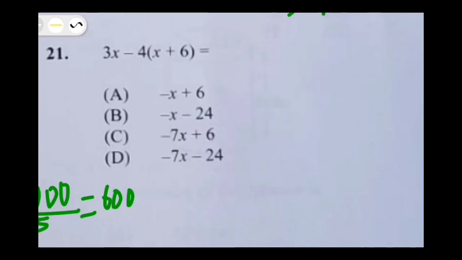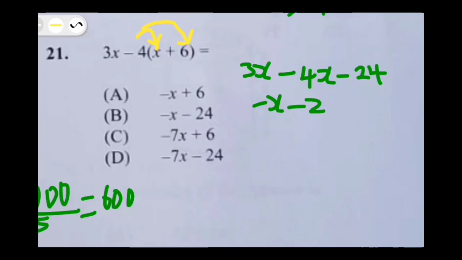So we have 3x minus, we're going to multiply 4 by x, and then we're going to multiply 4 by 6. So negative 4 multiplied by x would give us negative 4x, and then negative 4 multiplied by 6 would give us negative 24. Simplifying this now, we have 3x minus 4x would give us negative x minus 24. That cannot be simplified any further, so this is our answer, which is B.